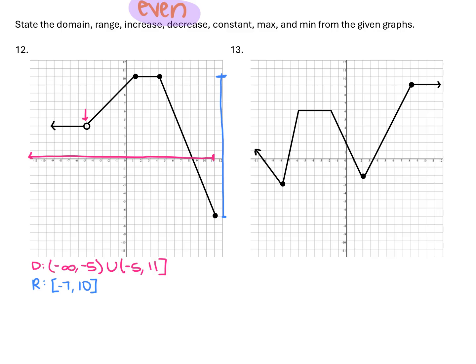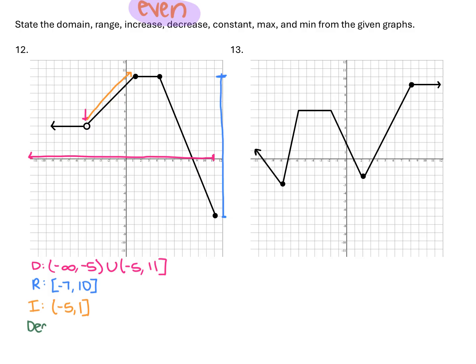Next, we're going to look for our increase. Remember, your increase happens where your x values are going up from left to right. So from left to right, your increase is happening here. So that's going from that negative 5, not including it, to the positive 1. So your increase, your I, is from negative 5 to 1, parentheses on the negative 5, bracket on the 1.